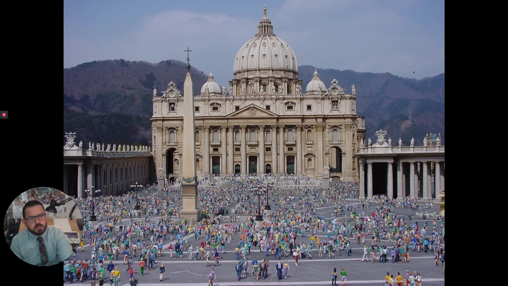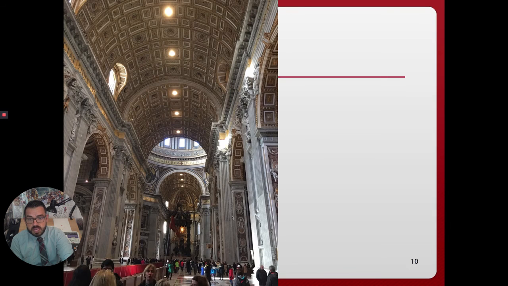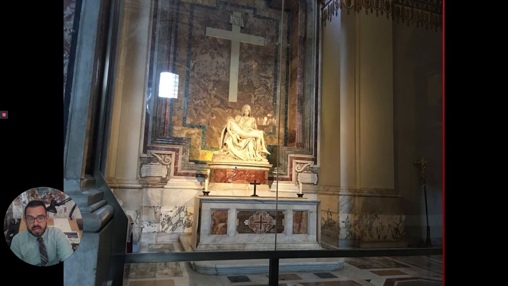It doesn't show it in the miniature, but there's a building here. This is where the Sistine Chapel would be. Michelangelo's Sistine Chapel is here. Michelangelo's Pieta statue is inside. Raphael's School of Athens is here. All kinds of stuff that we've already looked at is located here. This is the inside. This is the Pieta.